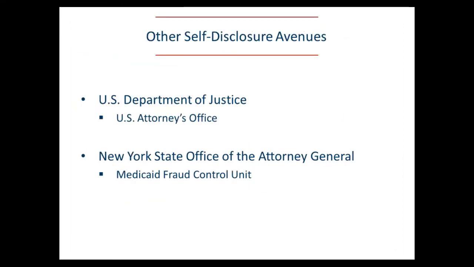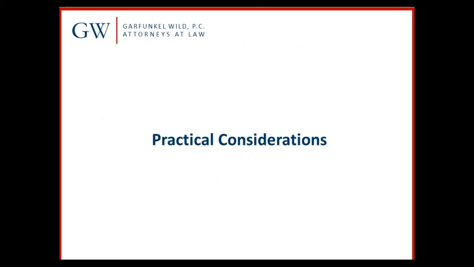slides. And remember, there are other avenues of disclosure as well, generally depending on the seriousness of the conduct you're talking about. If it is severe enough, if it is potentially criminal, there are ways to go to the U.S. Department of Justice, the United States Attorney's Office. There are ways to go to the Attorney General's office here in New York, generally the Medicaid Fraud Control Unit, and they are amenable to disclosures as well.